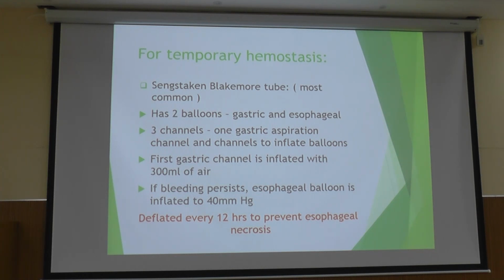So once it is in the stomach, when you confirm the position of the SBT tip in the stomach, then the distal balloon, that is the gastric balloon, you have to inflate it with around 200 to 400 cc of air. After inflating air into it, you pull the balloon outside. What will happen is that it will get stuck in the GE junction, and it will apply pressure over the GE junction, and so this is helpful not for ulcer bleeding but for variceal bleeding.